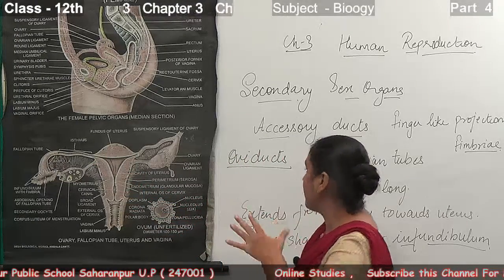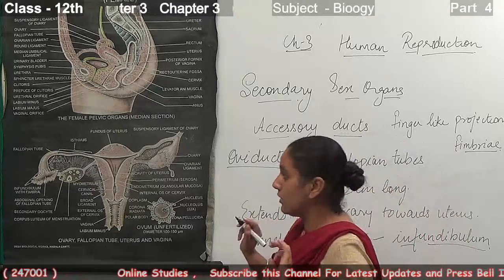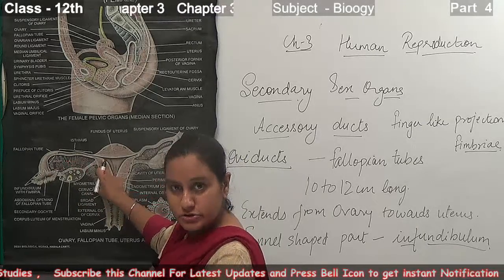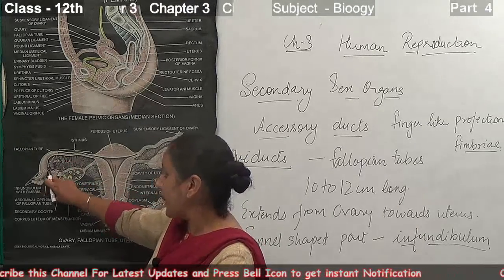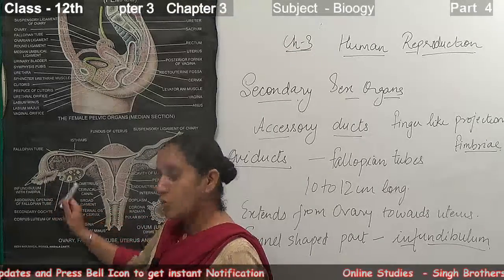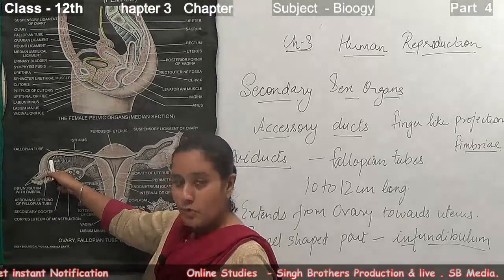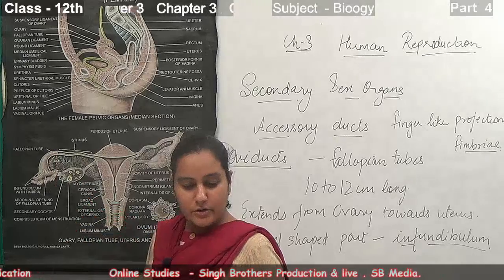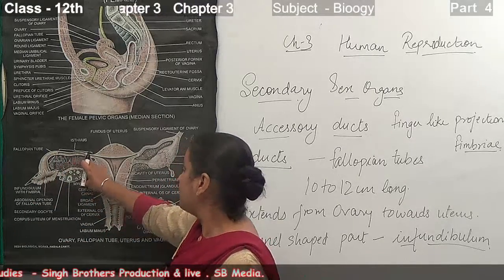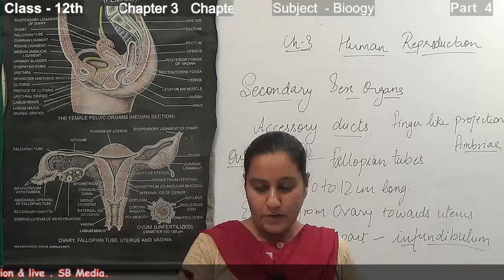So what I told you about the oviduct, that is known as the fallopian tubes, is 10 to 12 centimeter long. They start from the ovary and move to the uterus. The funnel shaped part is the infundibulum. On it there are finger like projections known as fimbriae. Then this part is the ampulla that moves towards the last narrow opening, the isthmus. This is the last part of the fallopian tube and then finally they reach the uterus. So this is all about the oviduct.